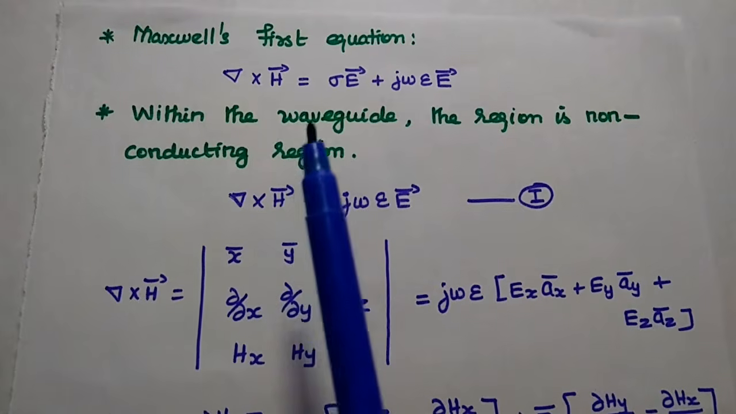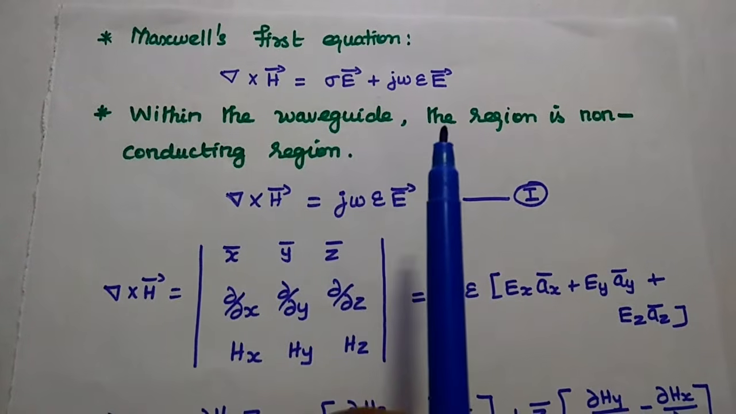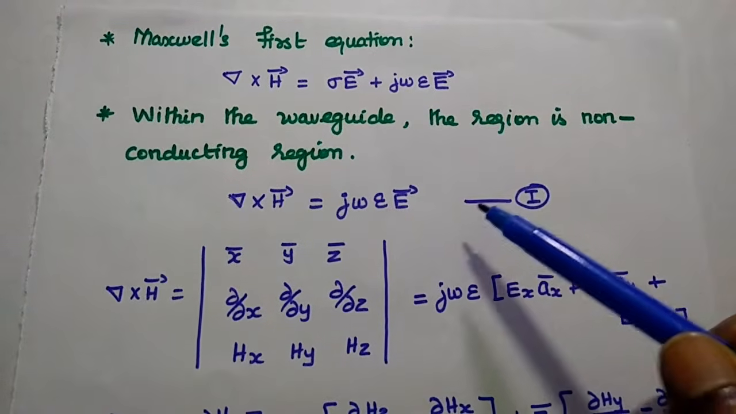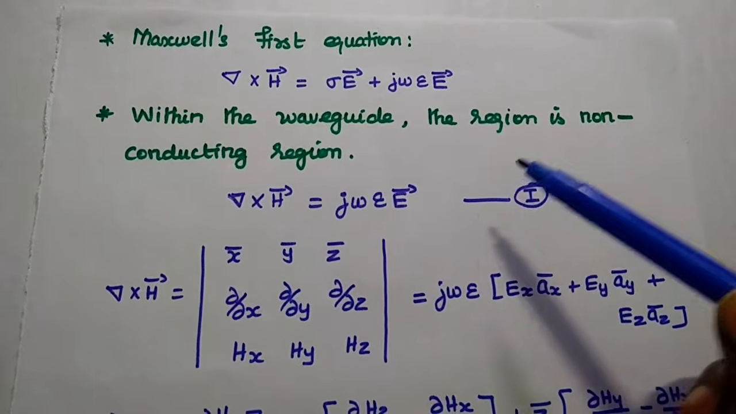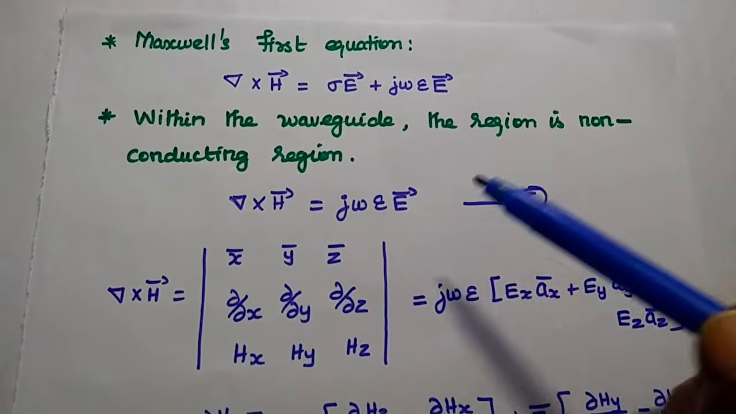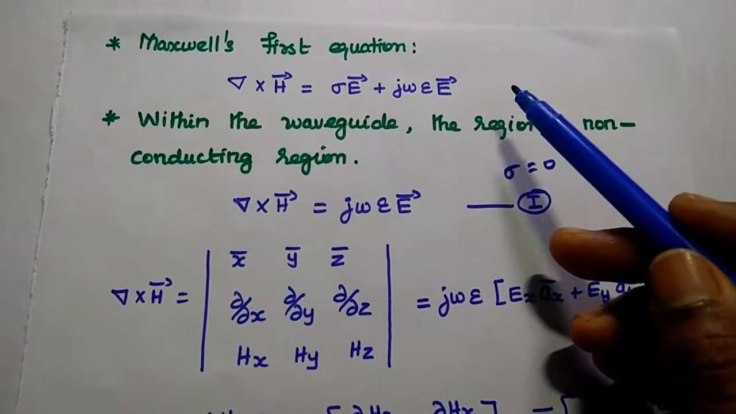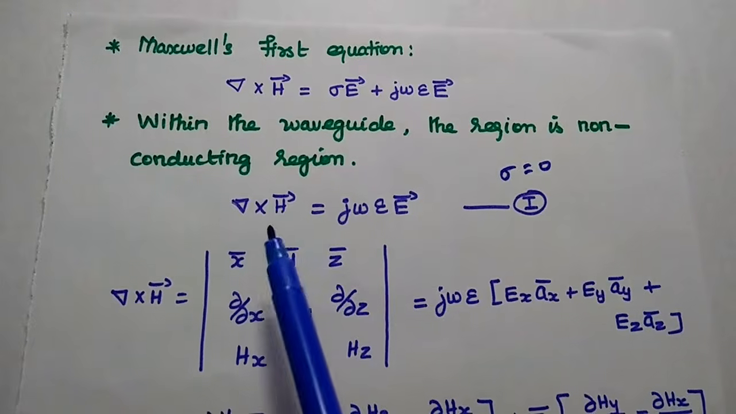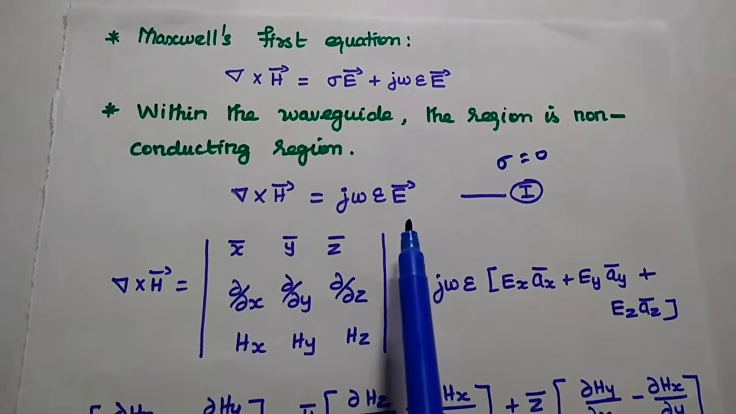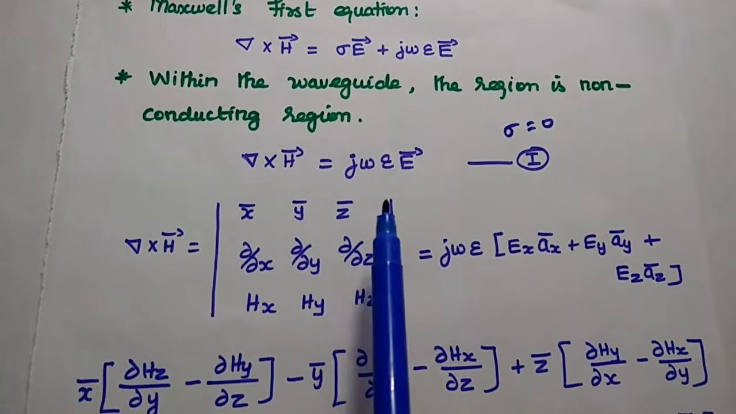Del cross H vector is equal to sigma E vector plus j omega epsilon E vector. This is Maxwell's first equation. Within the waveguide, the region is a non-conducting region. Correct? So here the conductivity is 0. Then this first equation can be written like this: del cross H vector is equal to j omega epsilon E vector. Consider this as Maxwell's first equation for rectangular waveguide.